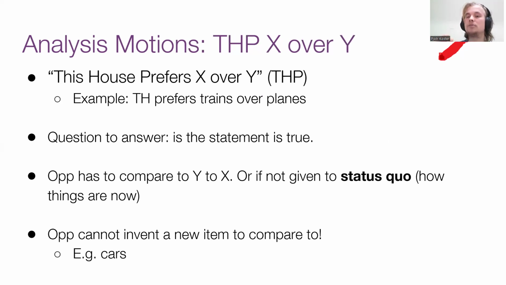However, at the moment, there might not be a comparative. So you could have a motion along the lines of "This House prefers a world in which trains are free." Then the opposition side needs to defend the status quo in which trains aren't free.